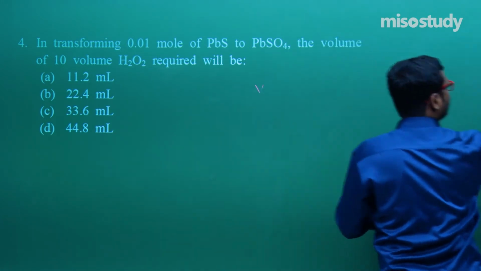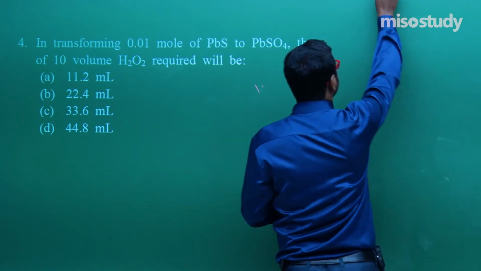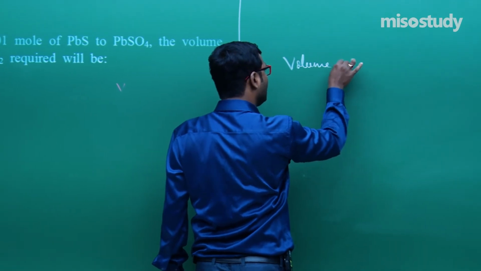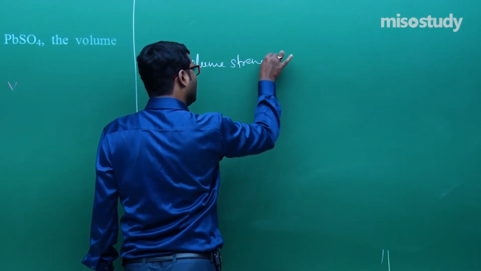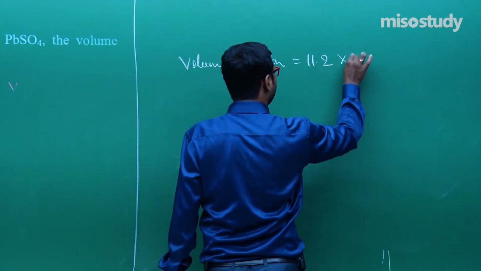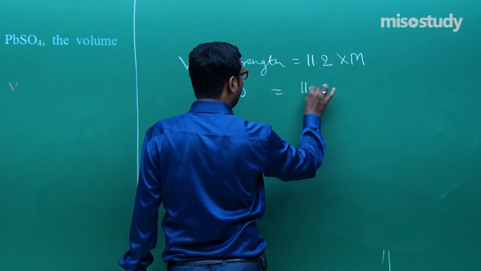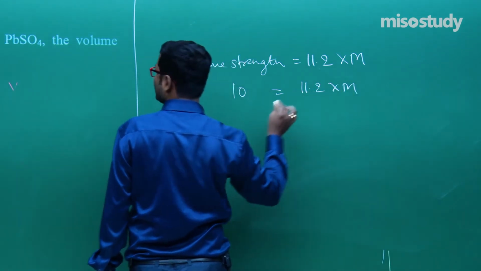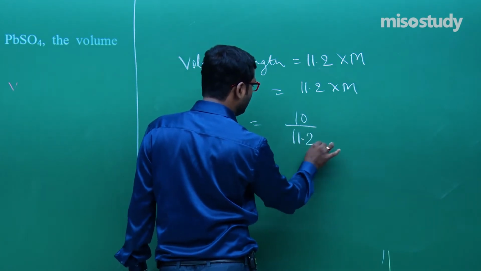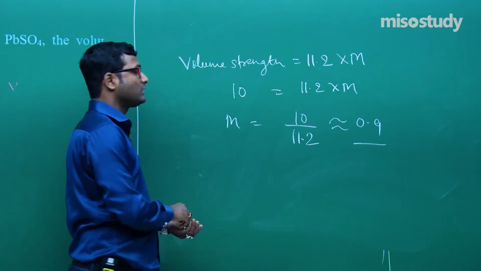What I am telling, listen carefully. Volume strength will be equal to, short method, 11.2 into molarity. Clear? What is volume strength here? Put here 10, 11.2 into molarity. Then molarity is equal to 10 upon 11.2. It will be around 0.9. Clear? We got the molarity.